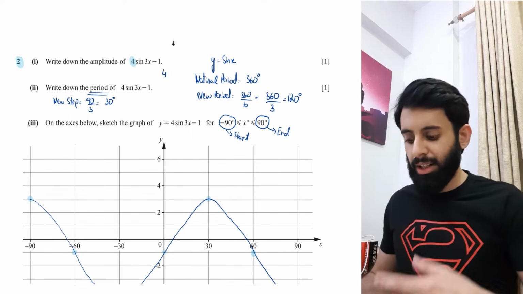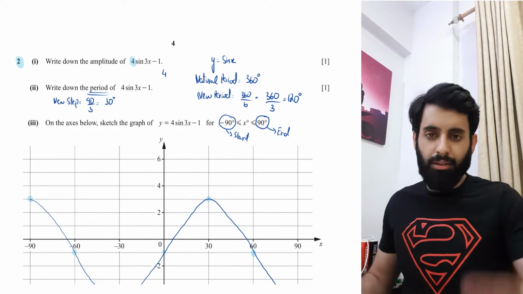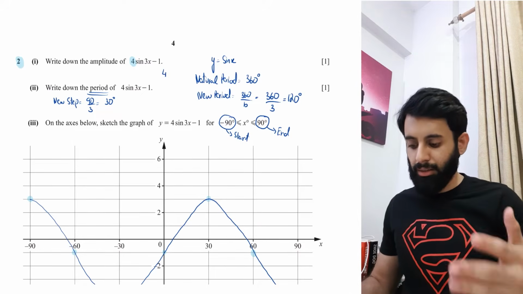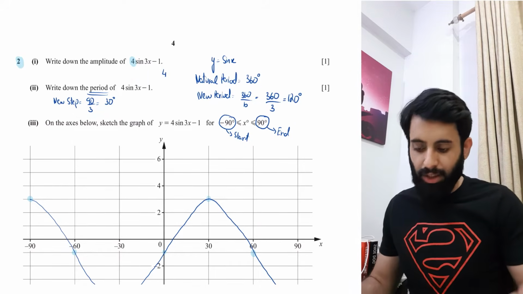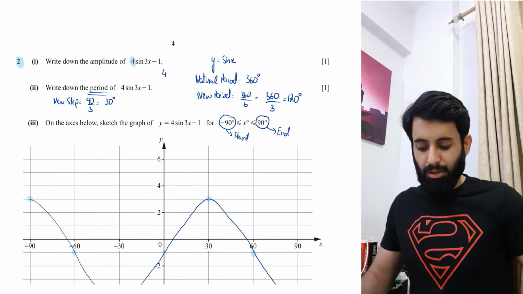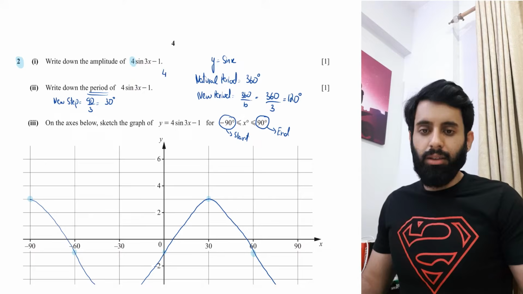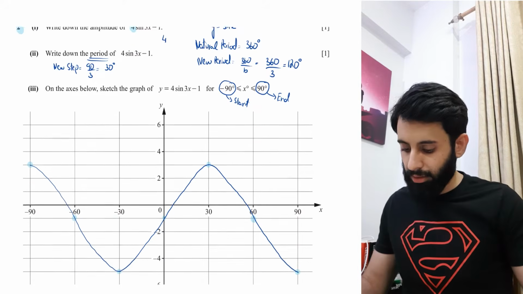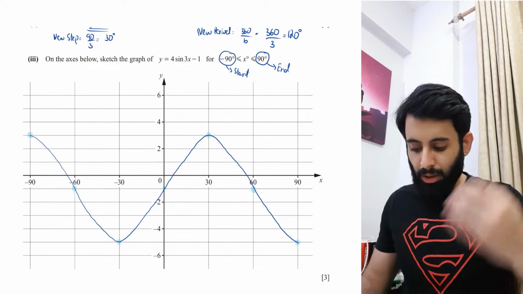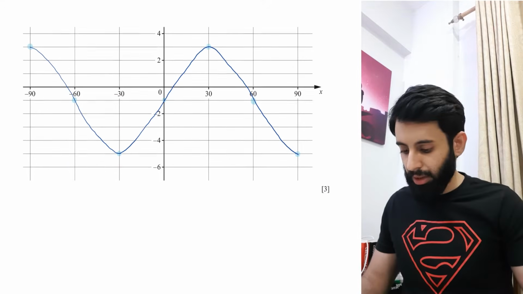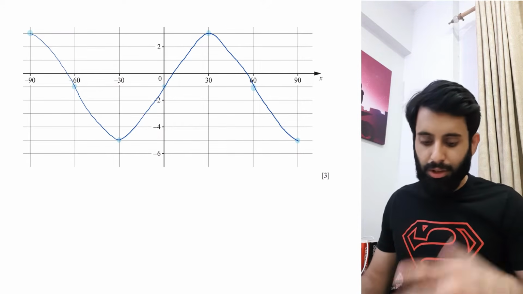I'd plug in minus 90 into 4 sine 3x minus 1, and then I'd increase that value by 30 degrees, so the next value I'd plug in would be minus 60, and then minus 30, 0, and so forth up until I get 90. I'll mark all the values, and then I'll just sketch the graph. That is if you don't want to use the calculator, although I would strongly suggest that you do use it. It saves a lot of time, and you can be 100% sure about your answer.